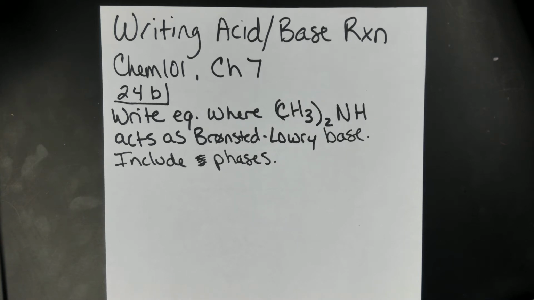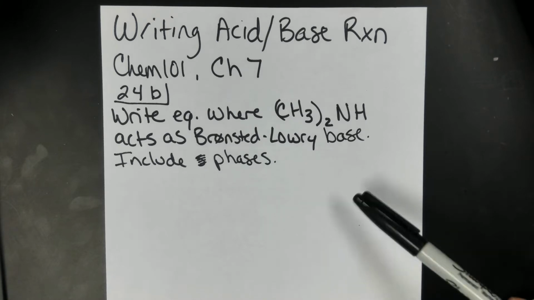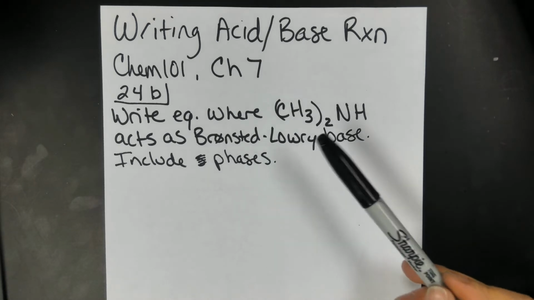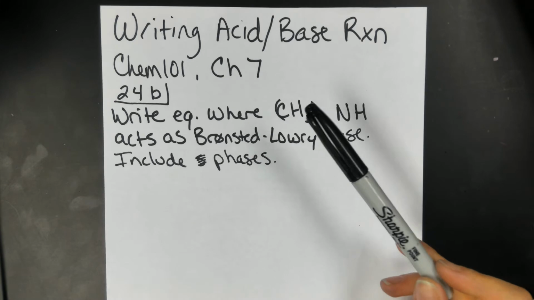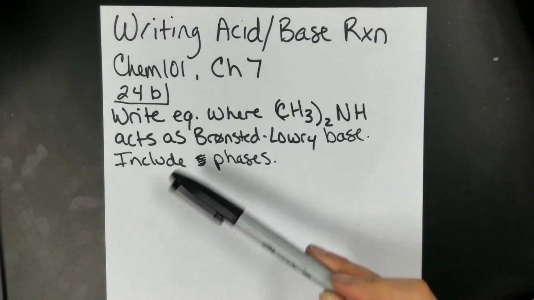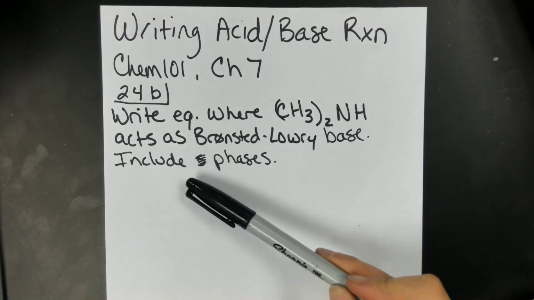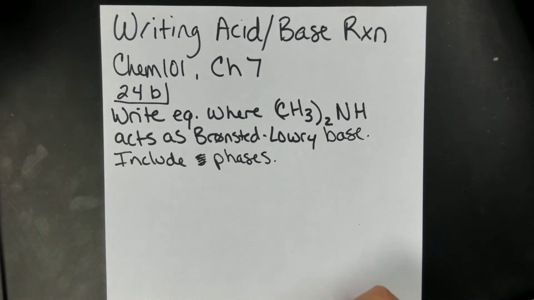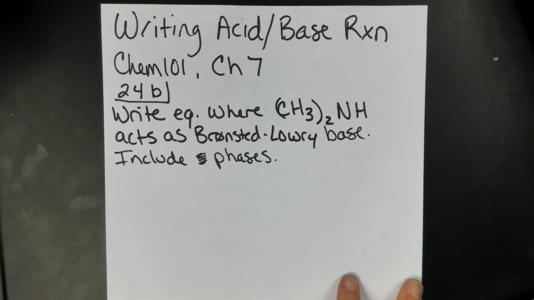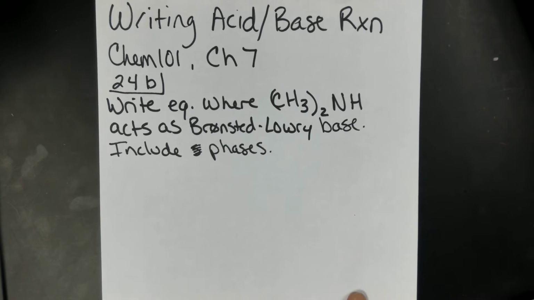Let's do a sample problem where we write an acid-base reaction with a given chemical. This is for CHEM101 students or anybody curious for Jacksonville University, and this pertains to Chapter 7. This is one of the problems, 24B, that I did notice some people were missing in the homework, getting incorrect. So let's go ahead and nip this in the bud while we can.